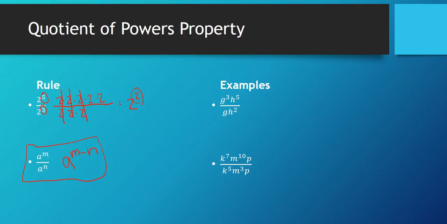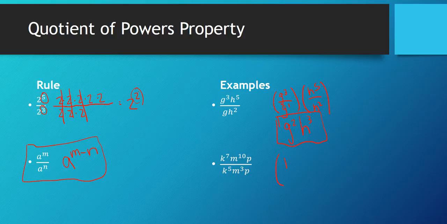We have g to the 3rd, h to the 5th over g h to the 2nd. So you're thinking of the g parts as g to the 1st since there's no exponent written. And then h to the 5th over h squared. So you're technically grouping each of them. You can do this without that step if you are familiar. So subtracting g to the 3rd, g to the 1st, we get g to the 2nd, and then h to the 3rd.